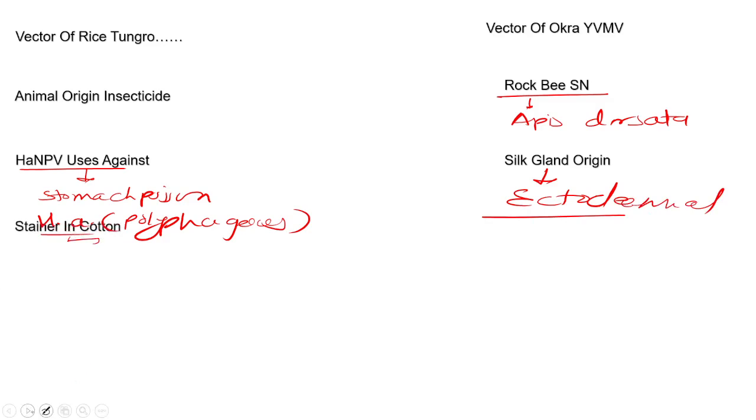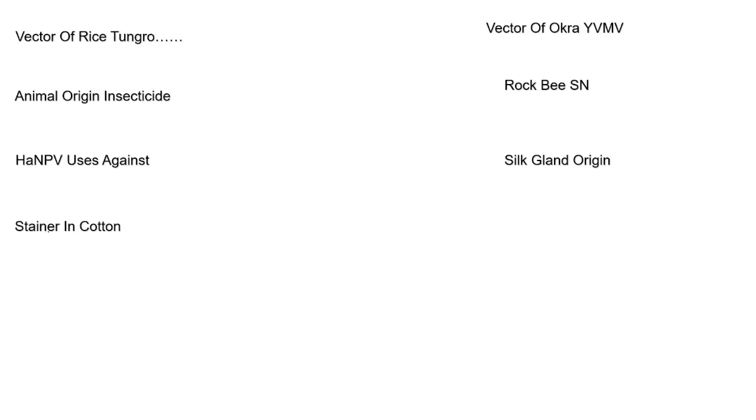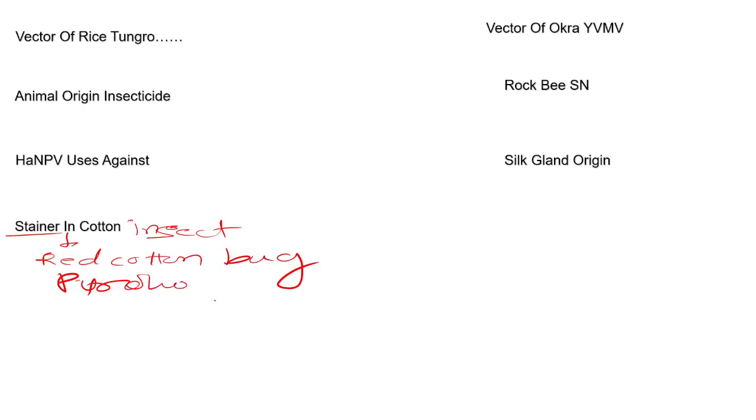Next question, stainer in cotton. In this question, they will ask about the name of the bug or name of the insect which is called as cotton stainer. What we call it as a cotton stainer? Red cotton bug or pyrrhocorid bug.